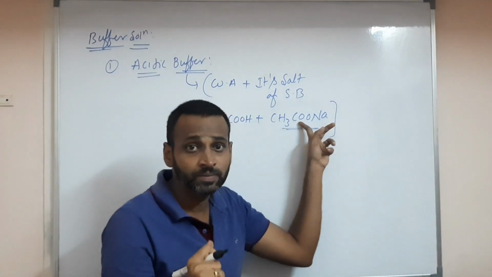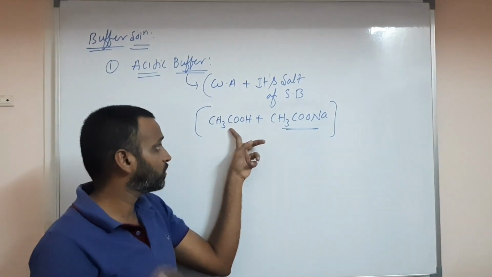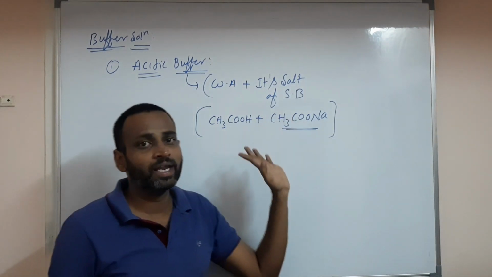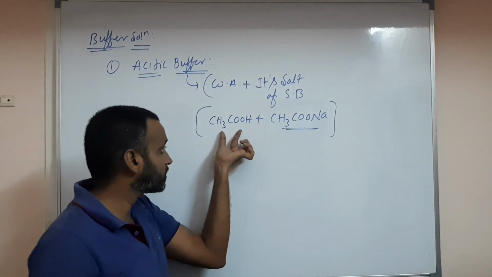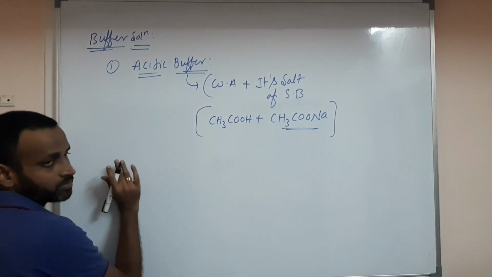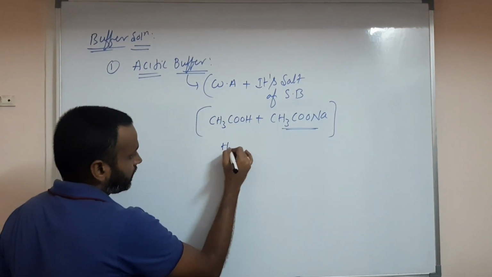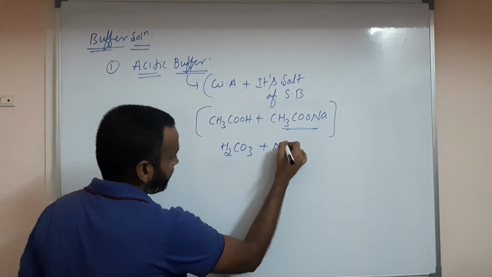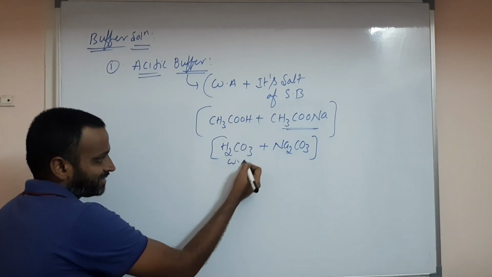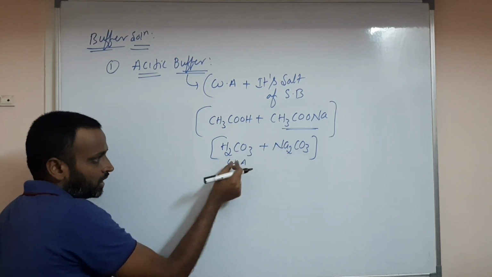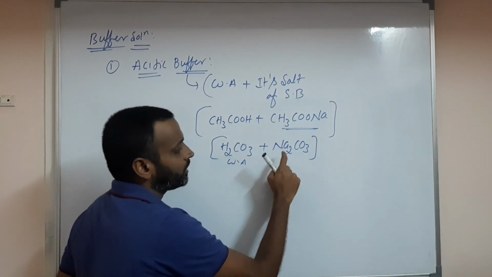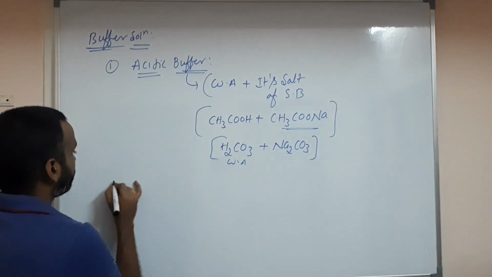This substance, how did you get it? This CH3COOH combined with NaOH, then you got CH3COONa. So this salt and this particular weak acid mixture we call an acidic buffer. Got it, sir? Many examples, like H2CO3 plus Na2CO3 is an acidic buffer. Weak acid and its salt. How did you get this? This carbonic acid combined with sodium hydroxide, NaOH, then you got Na2CO3.